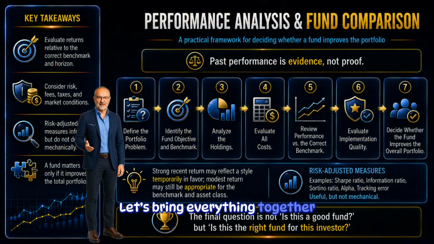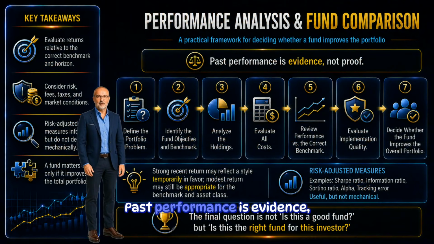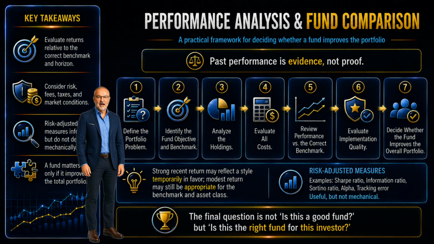Let's bring everything together with performance analysis and a practical comparison framework. Past performance is evidence, not proof. A fund's historical return should be evaluated relative to the correct benchmark, over meaningful horizons, and after considering risk, fees, taxes, and market conditions. A strong recent return doesn't automatically mean the fund is the best choice. It may simply reflect a style that was temporarily in favor. A modest return doesn't automatically mean the fund failed. It may have done exactly what it was designed to do if its benchmark or asset class also had modest returns.